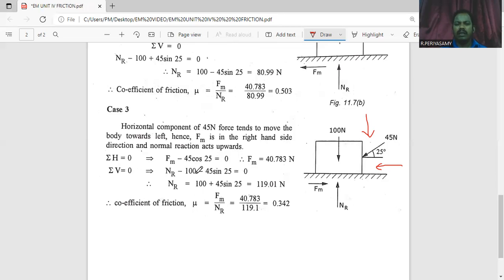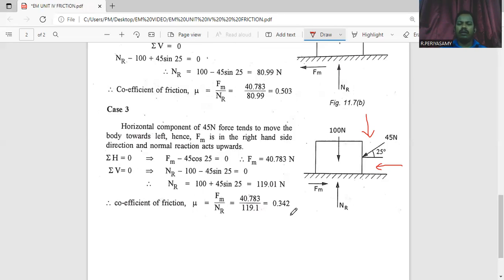In this case, we have to find the NR value. Therefore, NR equals 100 plus 45 sin 25. We simplify this step: NR equals 119.01 Newton. Finally, we find the coefficient of friction. We know the formula mu is equal to frictional force divided by normal reaction. Frictional force is 40.783 divided by normal reaction 119.01. Finally, mu is equal to 0.342.